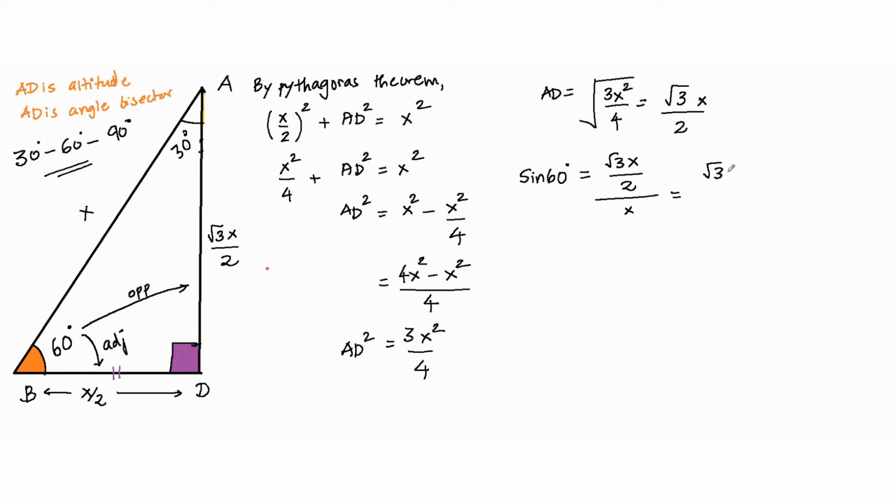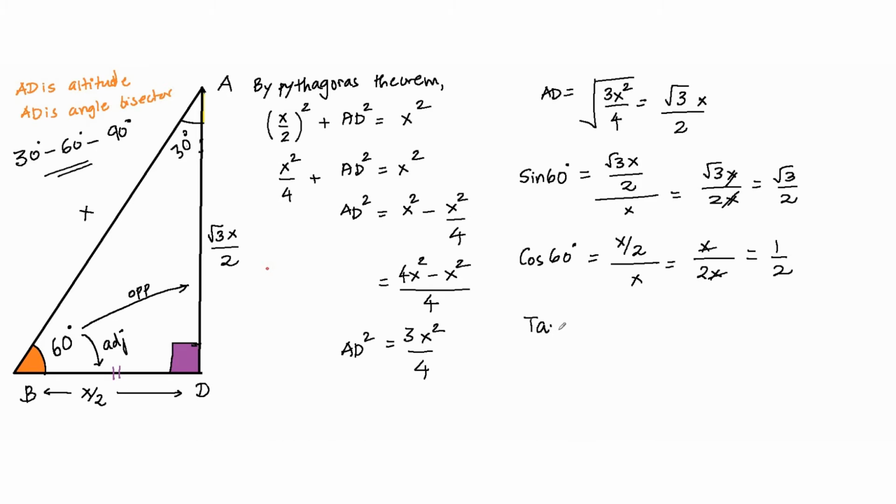Therefore, because this becomes root 3x by 2x, x cancels, therefore the answer is root 3 by 2. Let's find cos 60. Cos 60 is given by adjacent by hypotenuse. The adjacent side is x by 2 and the hypotenuse is x. So this becomes x divided by 2x, again x cancels and I get 1 upon 2. So cos 60 is equal to 1 by 2.